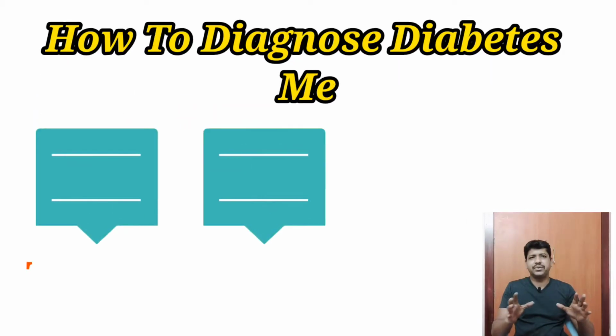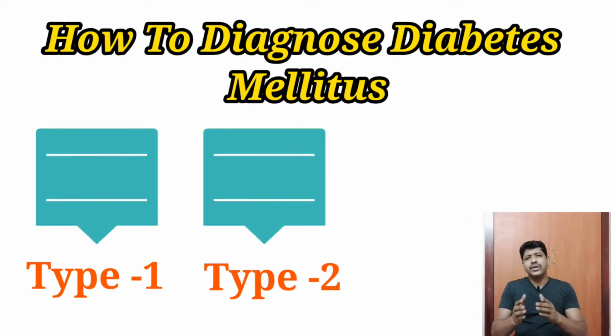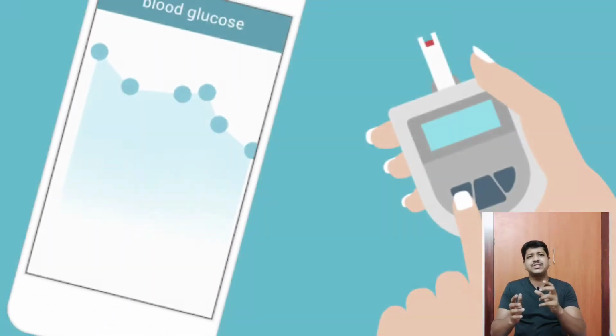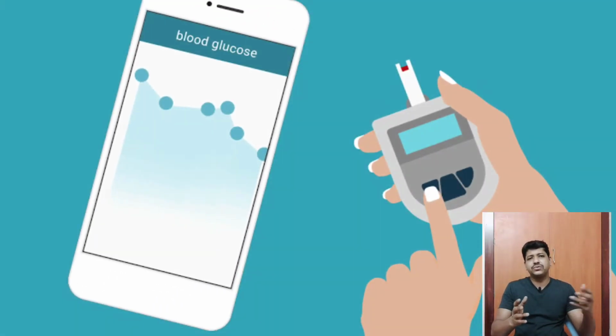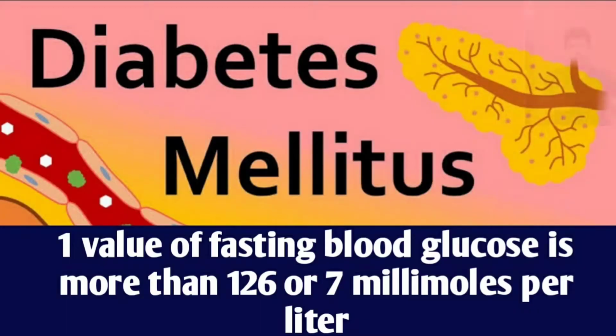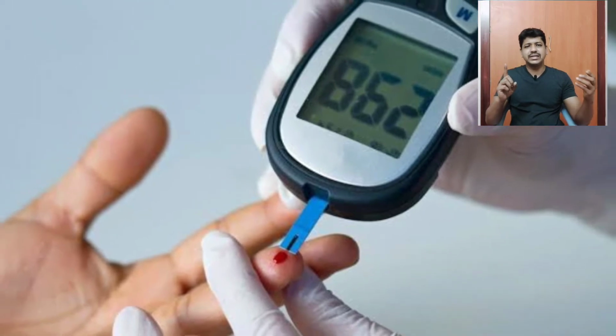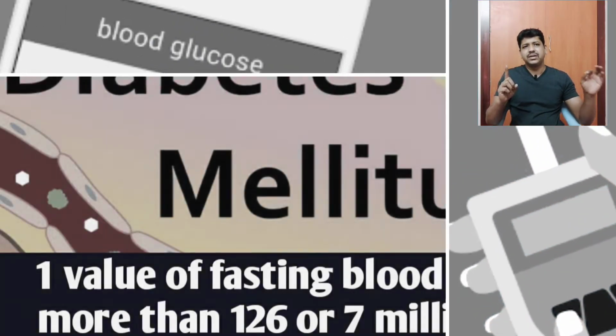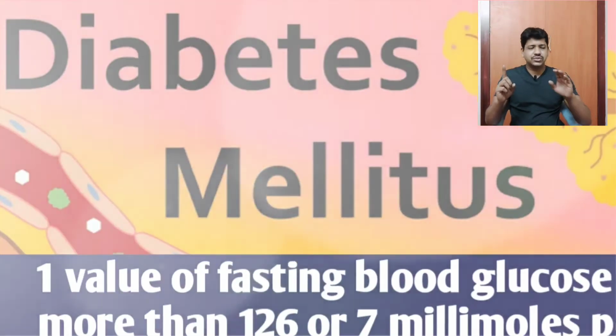How to diagnose diabetes mellitus type 2 or diabetes type 1? There's an easy way of diagnosing diabetes mellitus. It's about checking your fasting blood glucose. You have to be fasting for this. If one value of fasting blood glucose is more than 126 milligrams per deciliter, or 7 millimole per liter, it is diabetes mellitus. There is no other go.